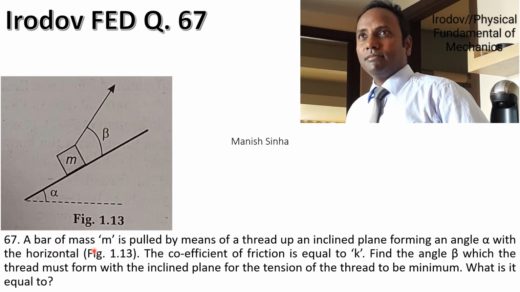The question is: a bar of mass m is pulled by means of a thread up an inclined plane forming an angle alpha with the horizontal. The coefficient of friction is equal to k between the bar and the inclined plane surface. Find the angle beta which the thread must make with the inclined plane for the tension of the thread to be minimum, and what is it equal to?